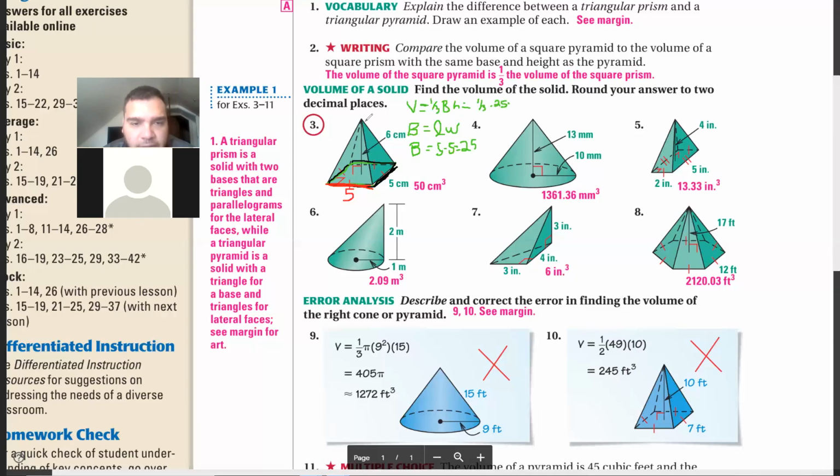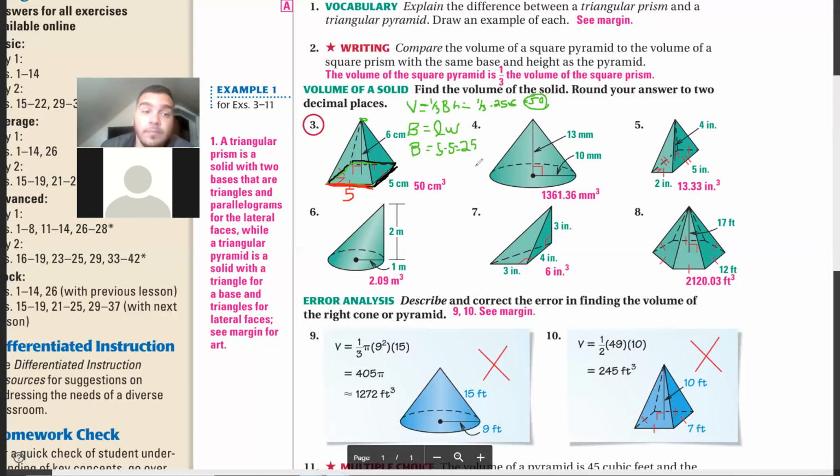How high is this point up here going up? It's going up 6 centimeters. Good, 6 centimeters. So you put that in the calculator. 1/3 of 6 is 2. 2 times 25 should be 50. And look at that, 50 centimeters cubed. Again, I don't really care for labels though.